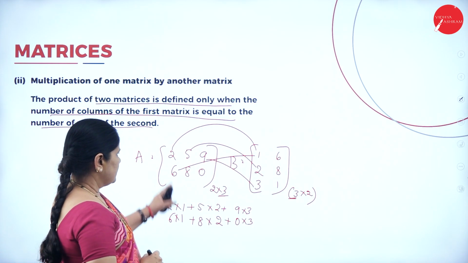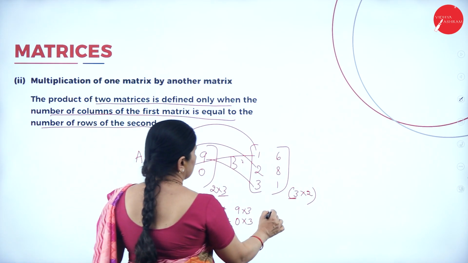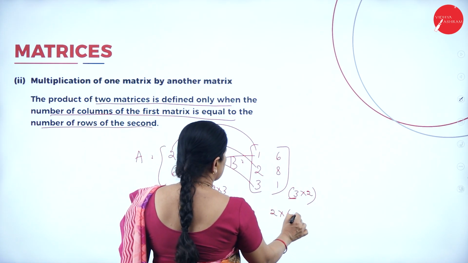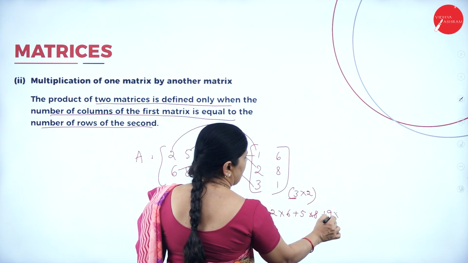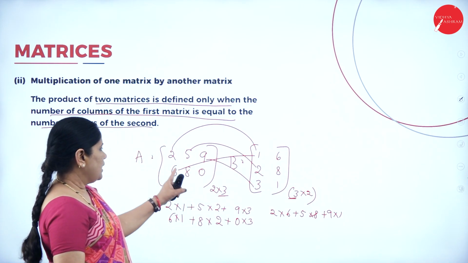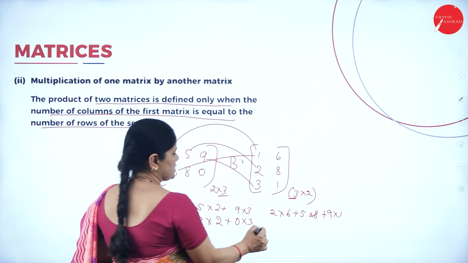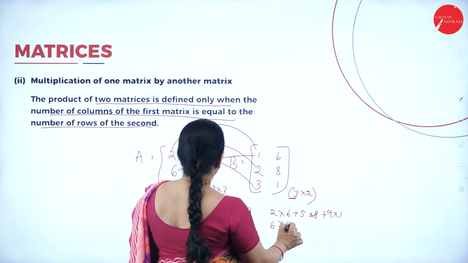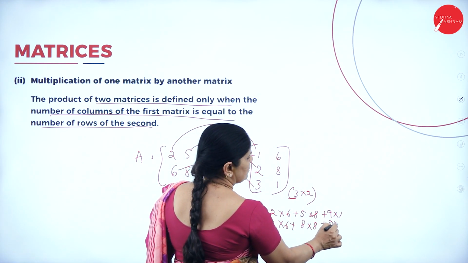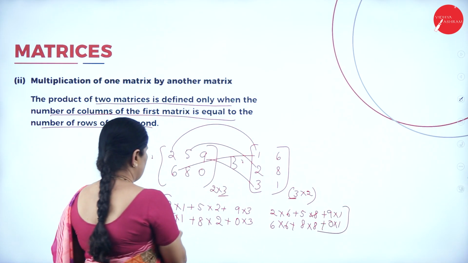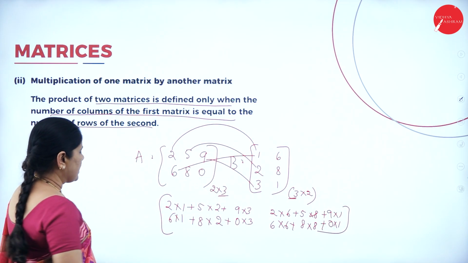Now again the same process, 2 into 6 plus 5 into 8 plus 9 into 1. Now again 6 into 6 plus 8 into 8 plus 0 into 1. Now we simplify these numbers.